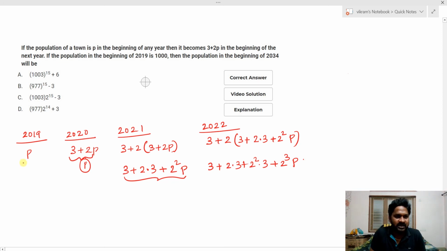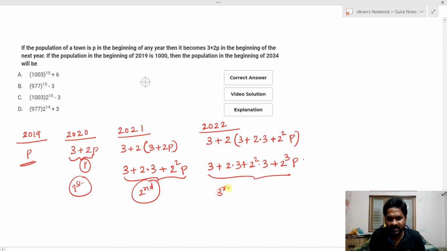Okay, now it is the 2019 year. The next year it is 3 plus 2p. The next year it will be 3 plus 2 into 3 plus 2 square p, and the next year, that is the third year, it will be 3 plus 2 into 3 plus 2 square into 3 plus 2 cube into p.